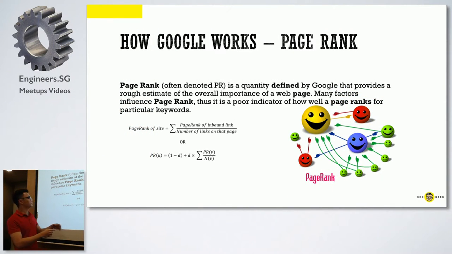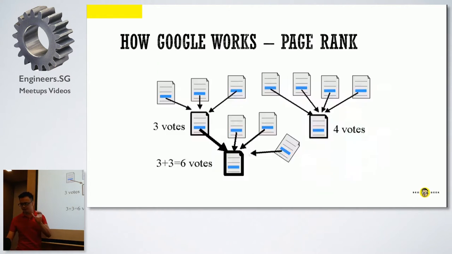I'll explain to you guys later. So using this formula, they come up with some form of ranking. So how it roughly works, in a very layman way to explain. Okay, think of yourself voting for democracy, right? So think of yourself voting for a president.